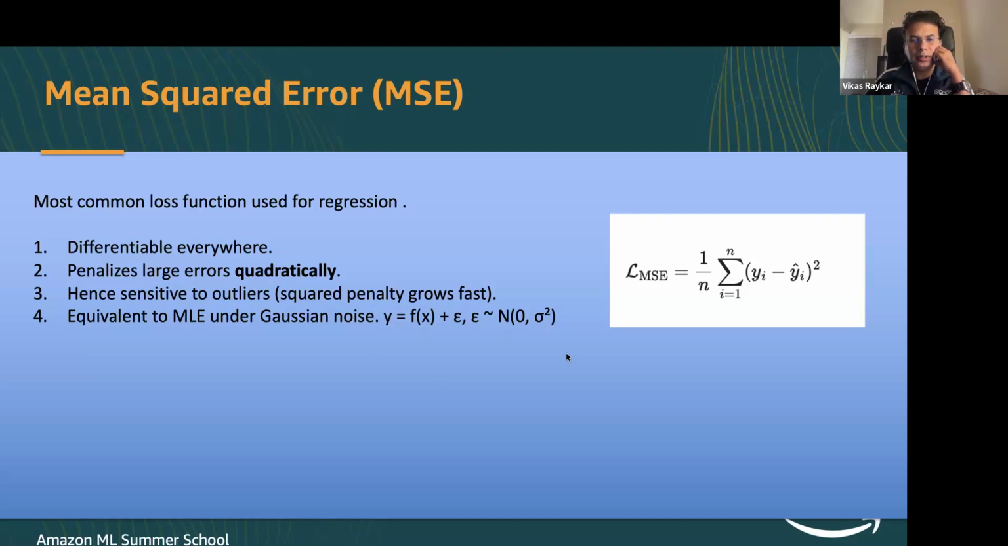Theoretically, this can be shown to be equivalent to the maximum likelihood estimator under Gaussian noise. So if you model y equals f of x plus epsilon, where epsilon is normally distributed with mean 0 and variance sigma square, then the maximum likelihood estimator will optimize this loss function, which is the mean squared error.